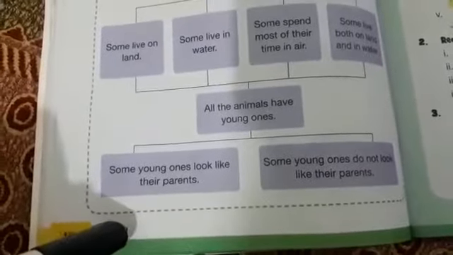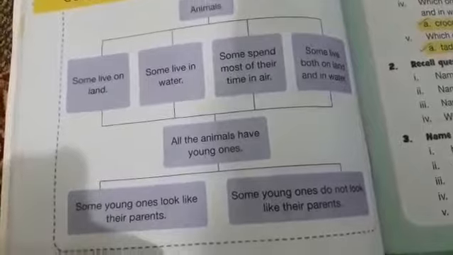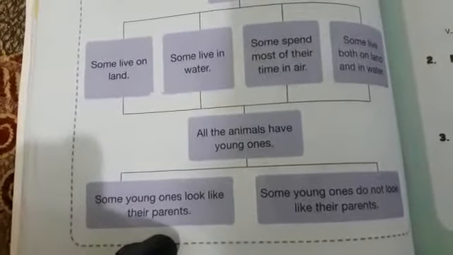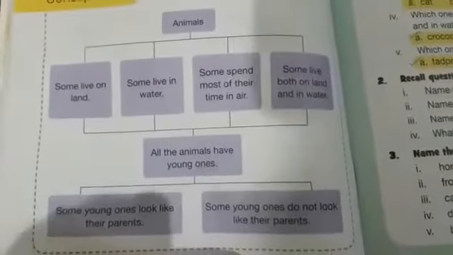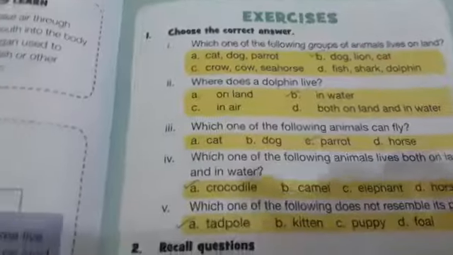What are the types of young ones? Some look like their parents, just like horse or dog or cat. They look like their parents, but some young ones don't look like their parents. For example, butterflies: the caterpillar is the young one of the butterfly. It doesn't look like it.